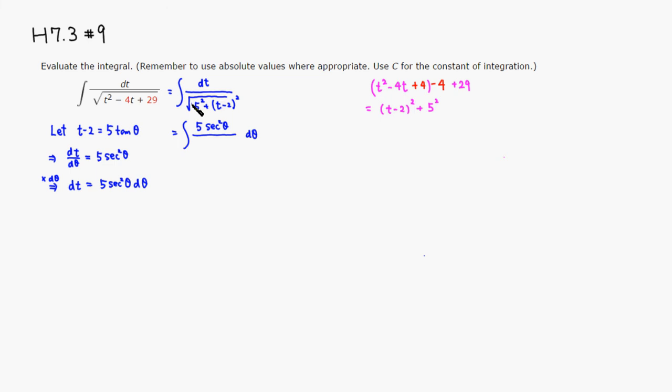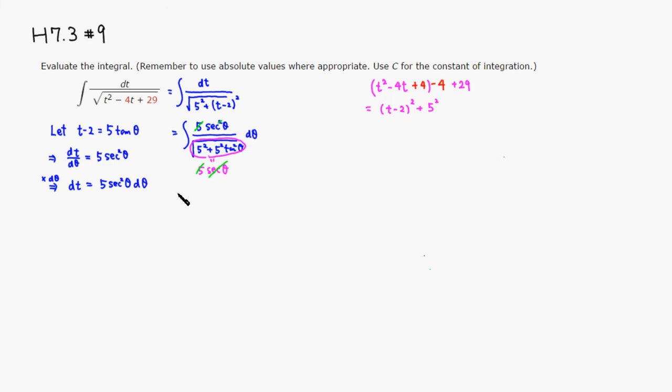This is going to be the square root of 5 squared plus 5 squared tangent squared of theta. We can simplify this. Pull out the 5 squared with the square root, so this is just a 5. And 1 plus tangent squared is secant squared, so with the square root this is just secant of theta. Then we can do a cancellation: 5 on top, 5 on the bottom, and since there's a secant squared, one of the secants cancels out.